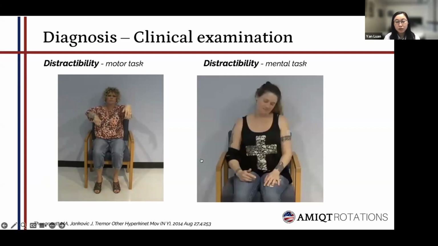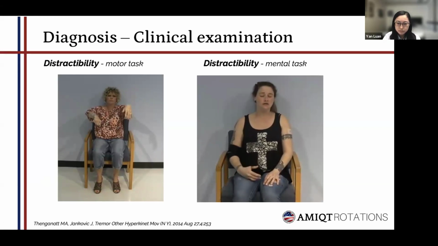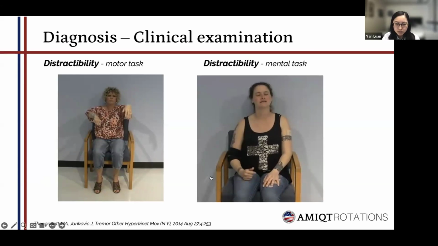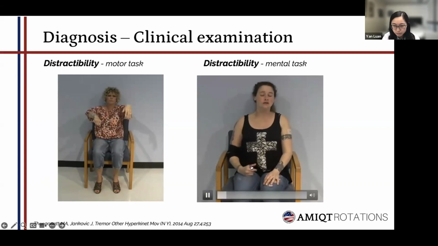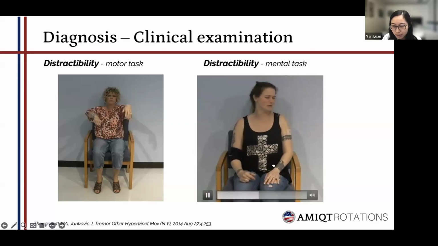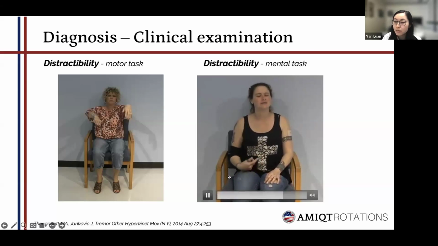Distractibility can also be performed by asking the patient to do a mental task. For example, in this video, the patient is asked to count months backwards, and she has tremors in the right limb. And we can see the amplitude and the direction of the tremor changes while she is counting months. And sometimes we can see the pulse of the tremor.